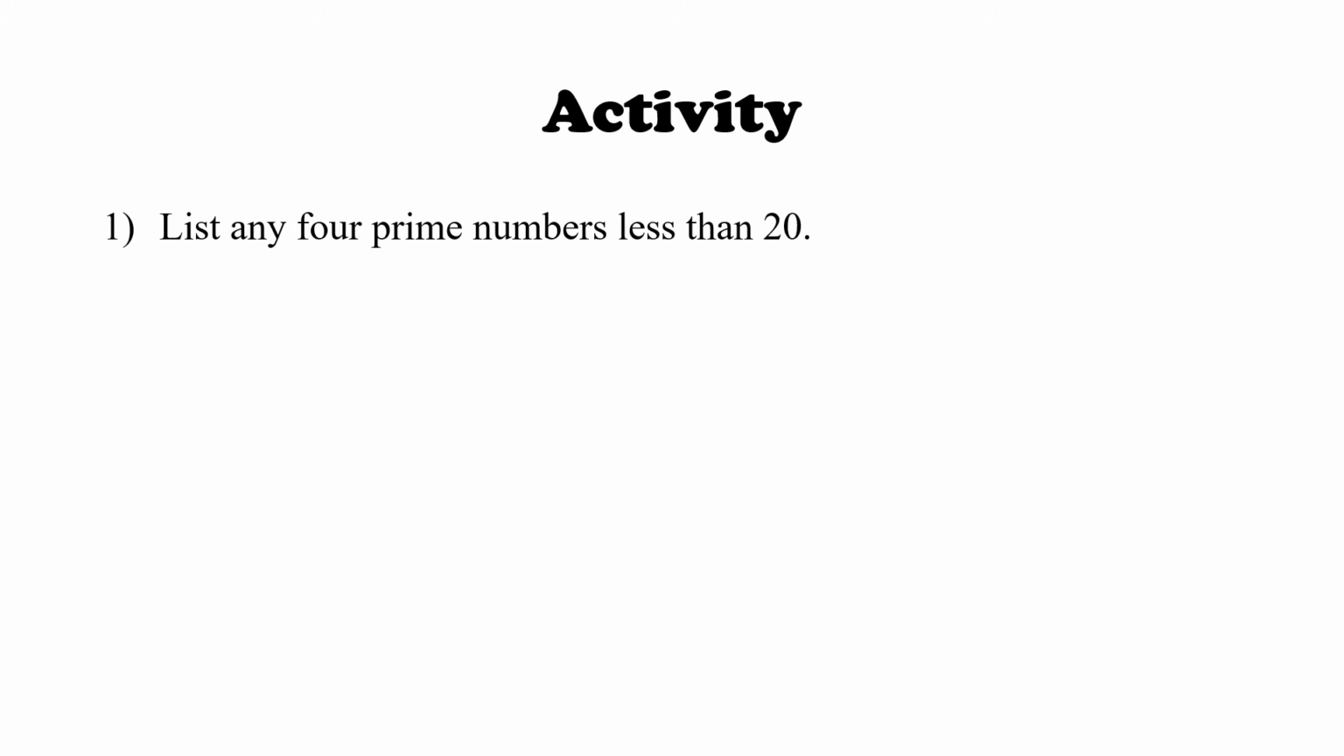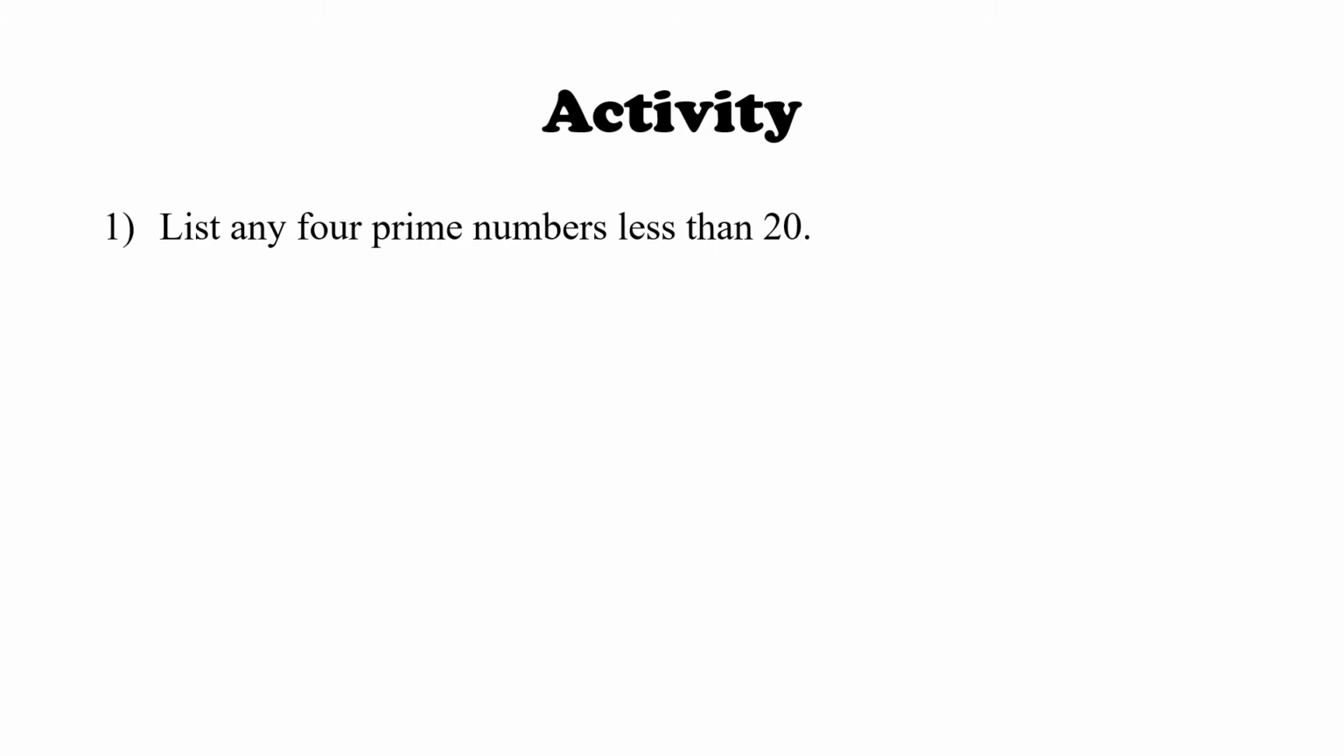They ask us here to list any 4 prime numbers less than 20. And again, the first thing that comes to our mind is, what is a prime number? Well, we would have addressed that in the previous video. We addressed that a prime number is any number that has 2 factors, itself and 1. And here they want us to list any 4 prime numbers that are less than 20.